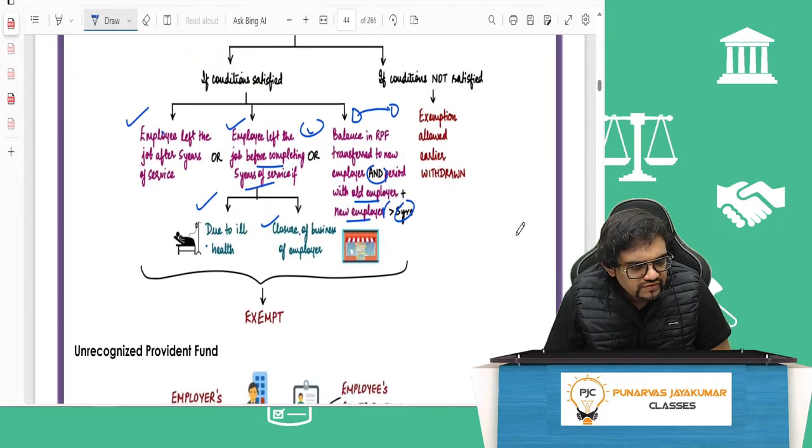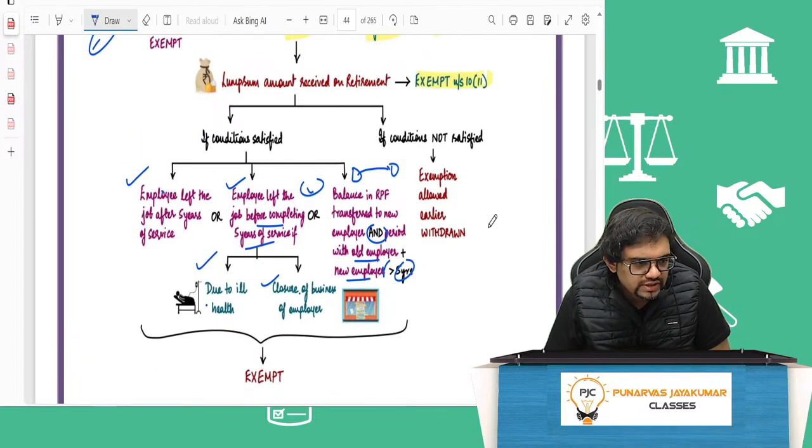Yes, Chinmay, under 115BAC, you will not get 80C, 80D and all those things, correct. Then, exemption is allowed if conditions are satisfied. If conditions are not satisfied, then the exemption allowed earlier will be withdrawn.